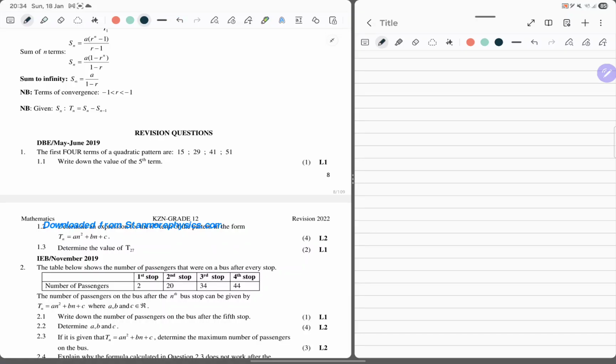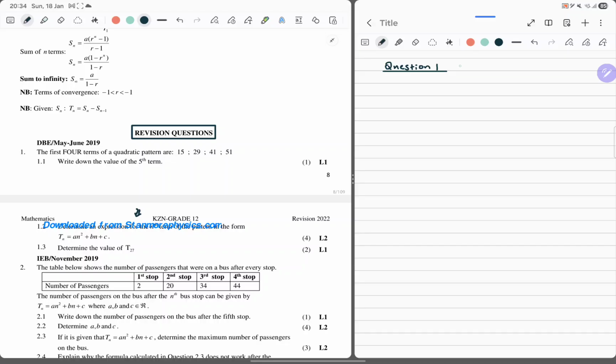Alright guys, so here are some questions. Of course, I said this document is going to be available in the description for those who want to have it. Otherwise, go and check from Stanmore Physics. You will also find this document. Now, we'll look at our first question. I'm going to rush this because I want to watch the CAF final, okay, AFCON final.